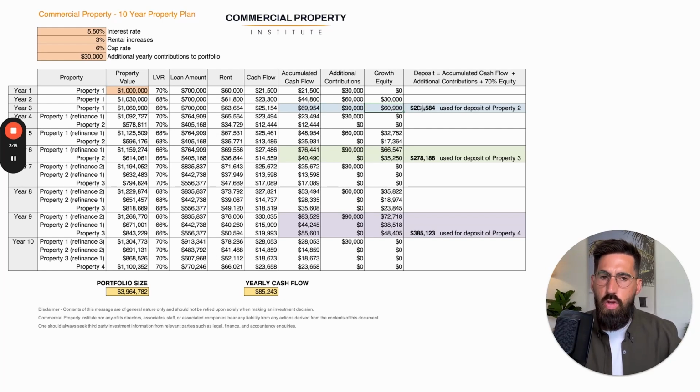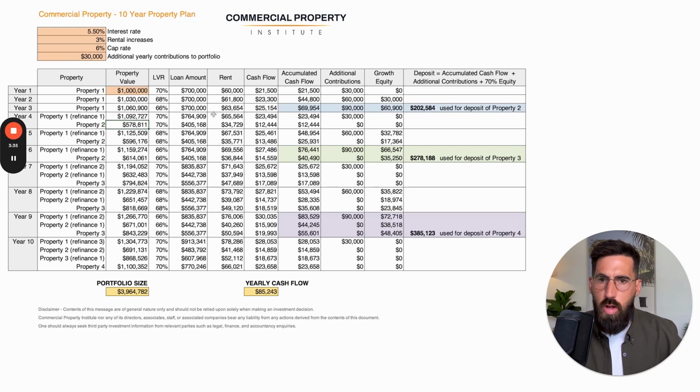So basically we use all these three together. So the cash flow plus additional contributions plus 70% of the growth equity. I want to point that out. And then that leaves us with $202,000 to use for property number 2. So that equates to around a $580,000 property for number 2 within 3 years.